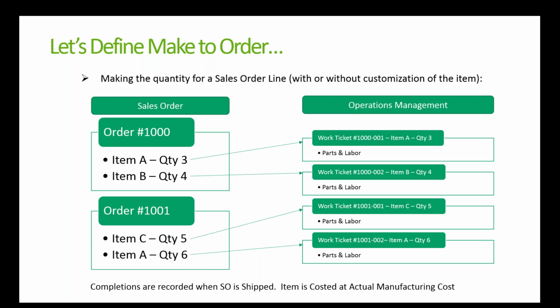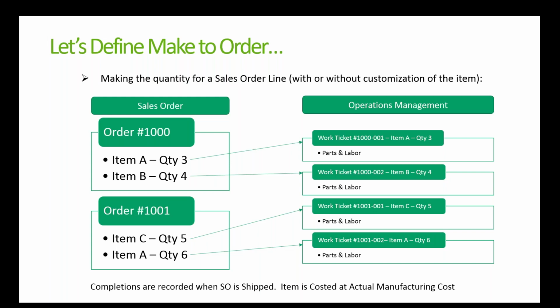Now, what we're going to do there is, again, I just took the first 2 sales orders from the previous slide. In that case, we're going to end up with 4 different work tickets here. And you'll notice item A is being made on 2 separate work tickets, but we're tying them back to the sales order and we're tying them to the line on the sales order.